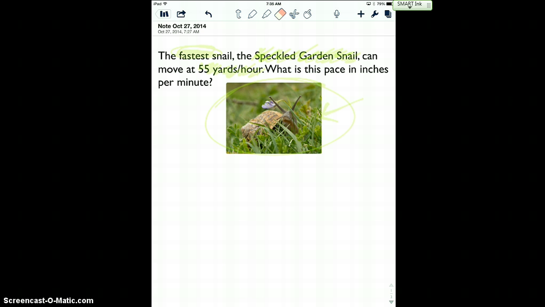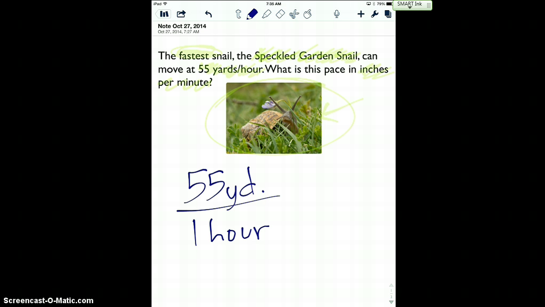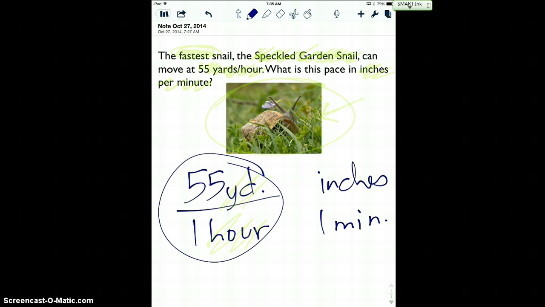Well, to make it more where we understand it in our brain, let's take this pace and put it in inches per minute. So we want to take the 55 yards per hour, per 1 hour, and we want to change the yards into inches, and we want to change the hour into 1 minute. So we want to know how fast this is in inches per minute.